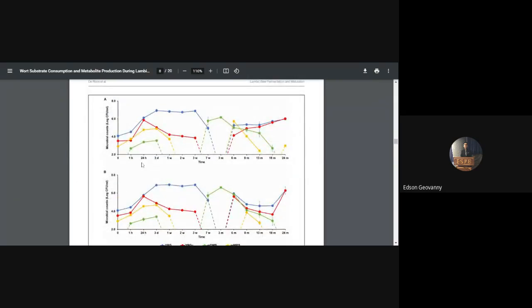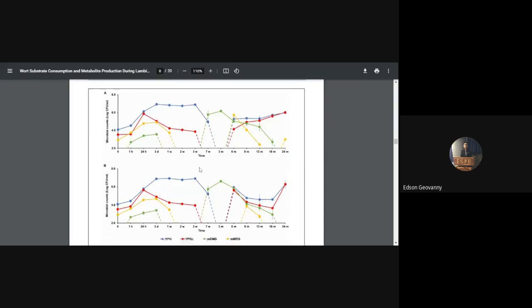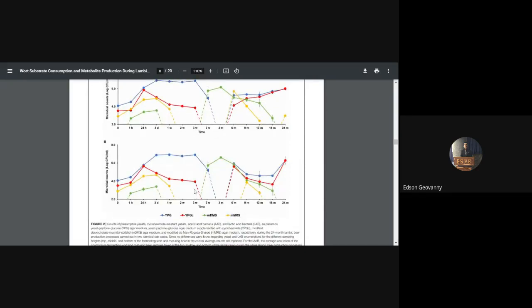In this part, cycloheximide-resistant yeast were counted, working with acetic acid bacteria, lactic acid bacteria, yeast peptone agar, mannitol agar, and yeast peptone agar plus cycloheximide.